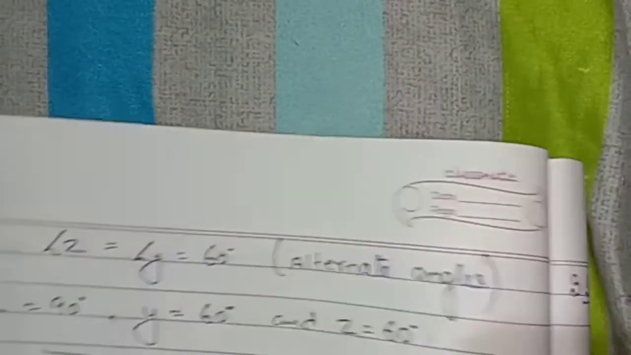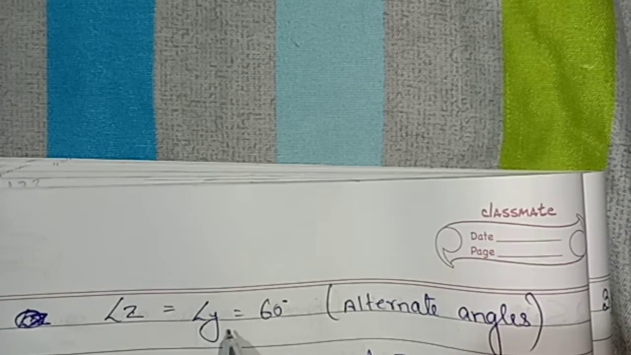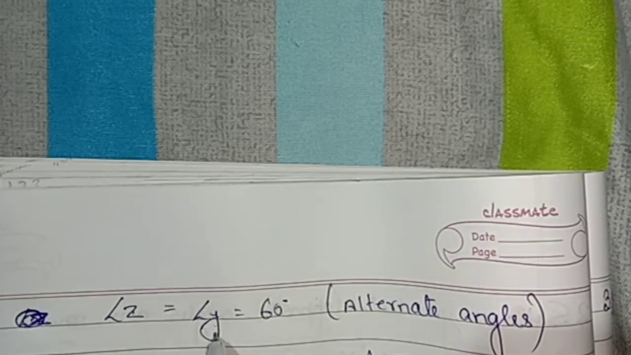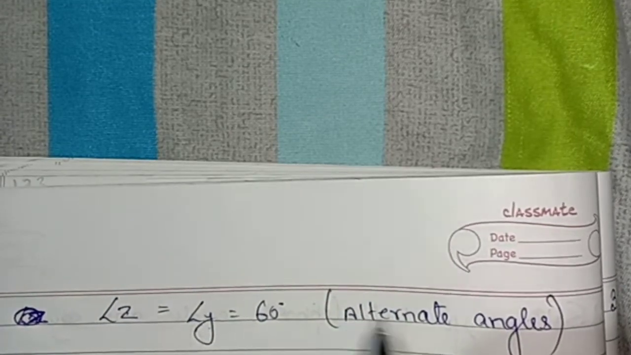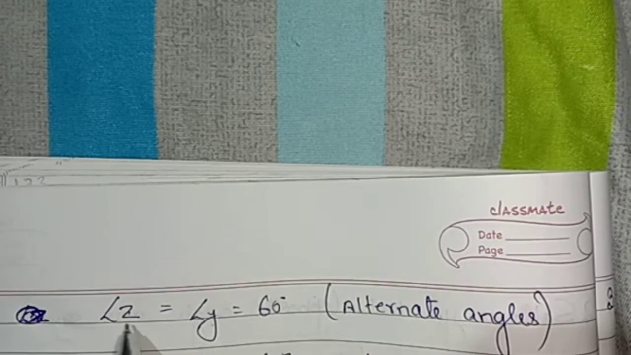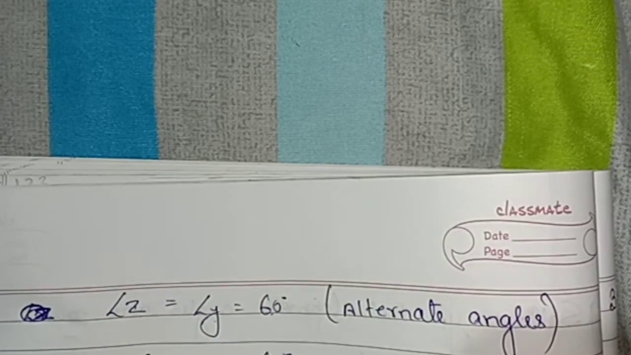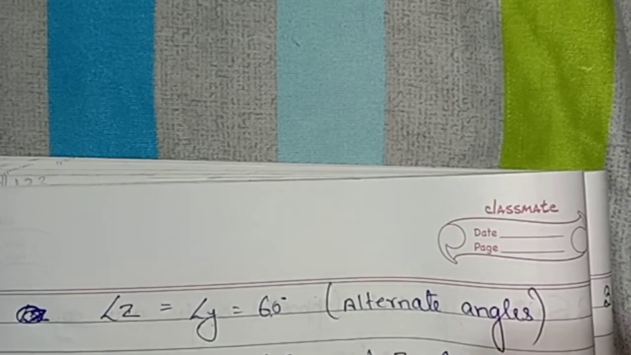Next, angle Z is equal to angle Y. Why? Alternate angles. So we got angle Z is equal to 60 degrees. Therefore, angle X is 90 degrees, angle Y is 60 degrees, and Z is 60 degrees.